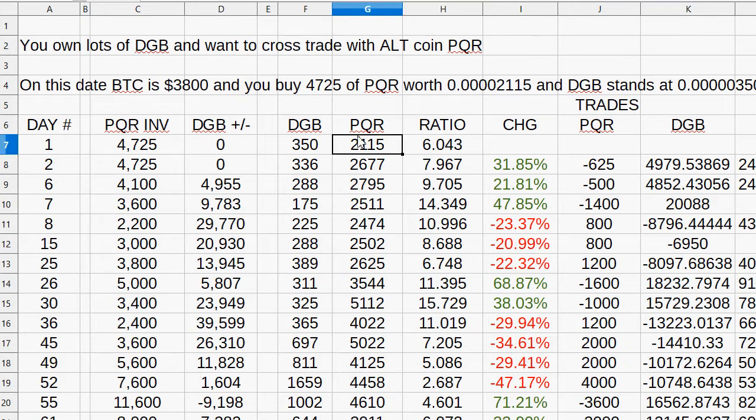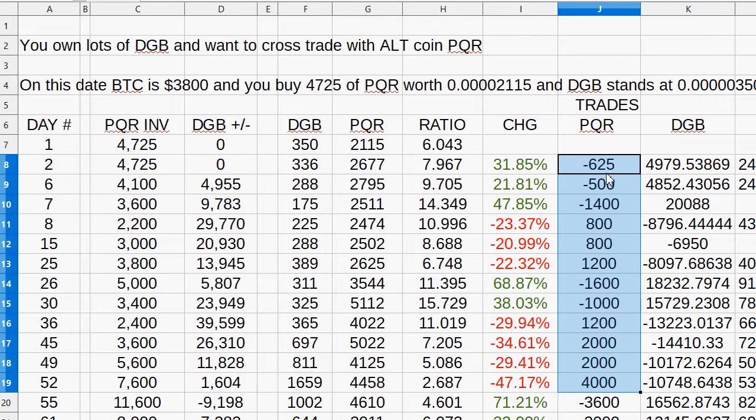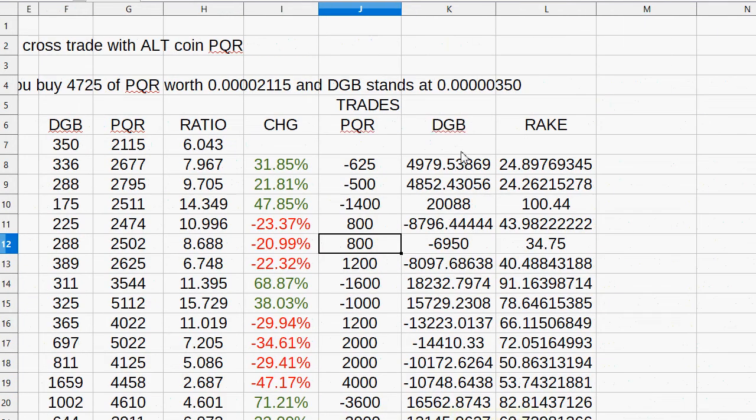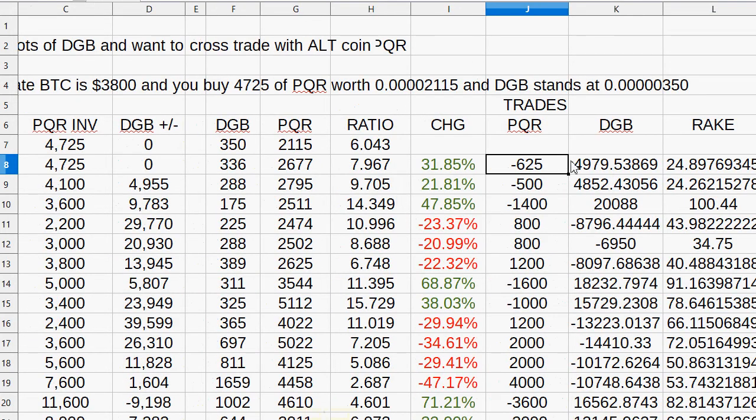Ratio is simply dividing this by this. Then the change in percentage move on the ratio. And for trades, this was a manual entry: how many would I buy or sell? I did this over a period of time. Then this would automatically calculate it without rake, by taking this number and reversing the sign. If it's negative, it goes positive; if it's positive, it goes negative. Then it takes that number from the ratio, so this number multiplied by that number.